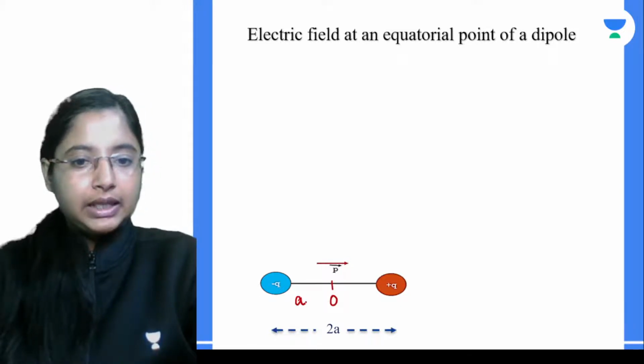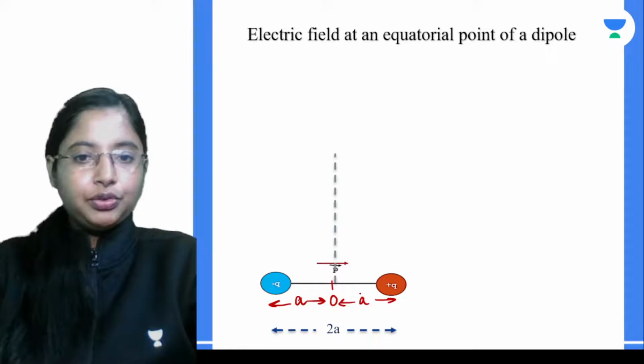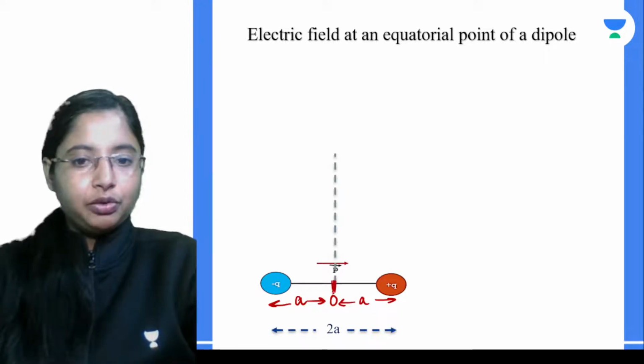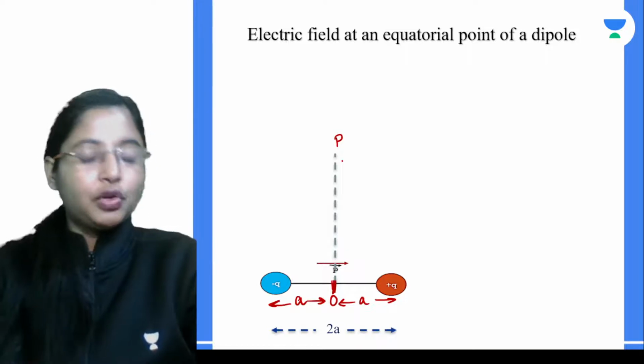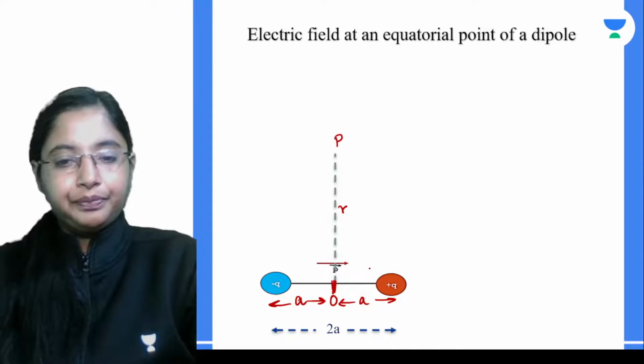This distance is a, right? So obviously this distance will again be a. Now we're going to choose a point from the center point O. We are going to choose a point P at the same distance as we chose for the earlier case. This distance over here is nothing but r.